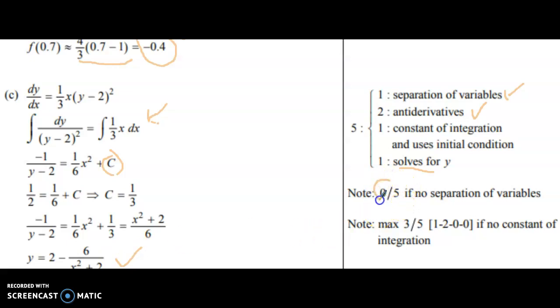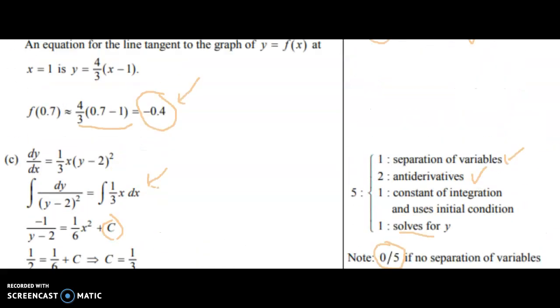Notice, if the student does not show a separation, there will be 0 points awarded for any other parts of the problem. There are a maximum 3 out of 5 points if there's no constant of integration. So make sure you pay attention to those small things that make a big difference.